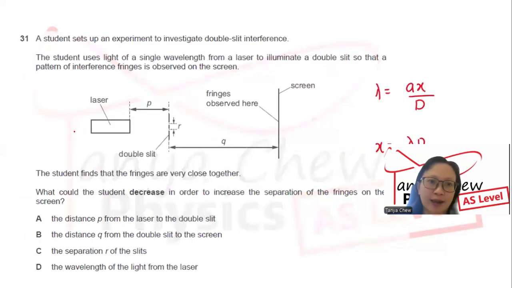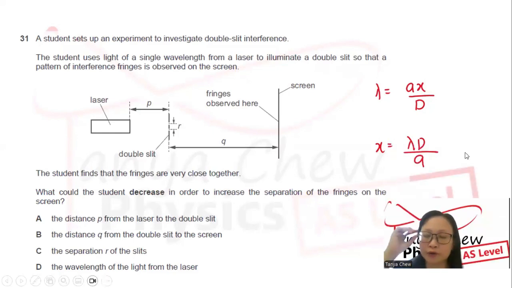31, a student set out an experiment to investigate double slit interference. The student uses light of a single wavelength from a laser to illuminate a double slit so that a pattern of interference fringes is observed on the screen. The student finds that the fringes are very close to each other. What could the student decrease in order to increase the separation of fringes on the screen?